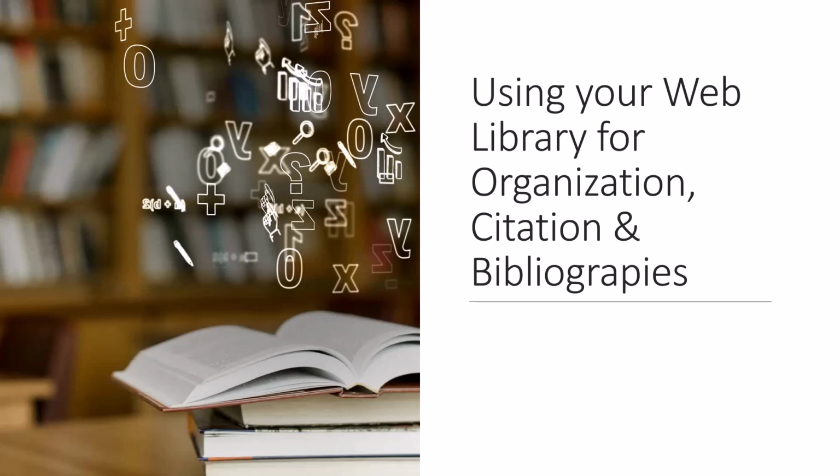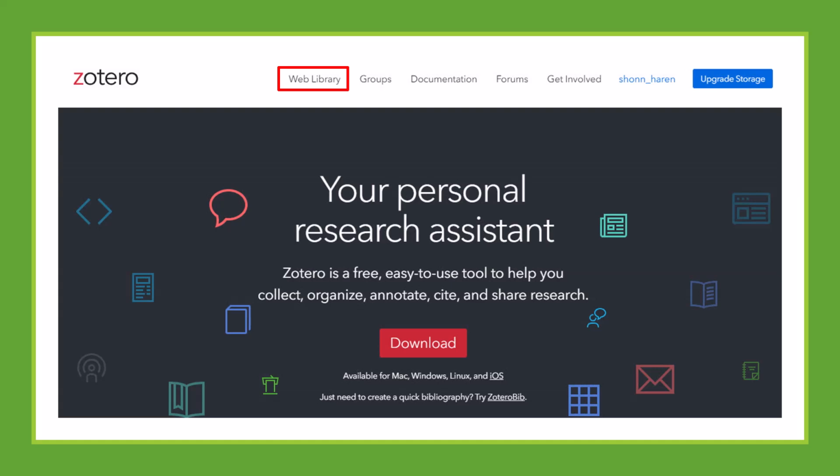So now that we've put a few things in our web library, let's have a look at the various things you can do in that library, including creating citations and bibliographies. To do this, we need to go back to the Zotero website, and since we've already logged in here, we're just going to click on the web library link that's highlighted here.